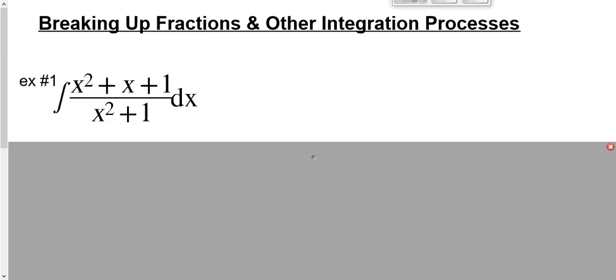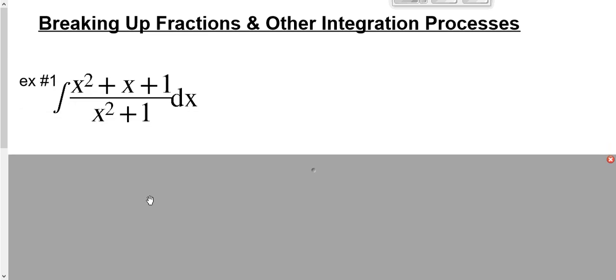All right, in this video, we're going to be looking at some different ways to integrate with ln. In the previous part of this chapter, we just looked at pretty simple integration. We combined power rule and the ln rule. What's going to happen is you're going to see more examples that have a little bit more going on. So we're going to have to talk about breaking up fractions and other integration processes.